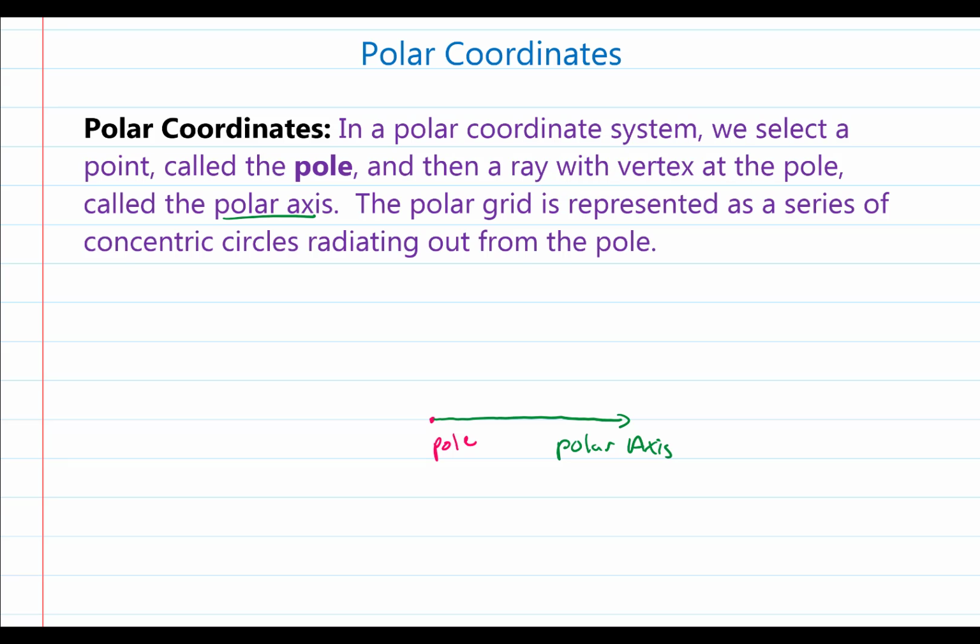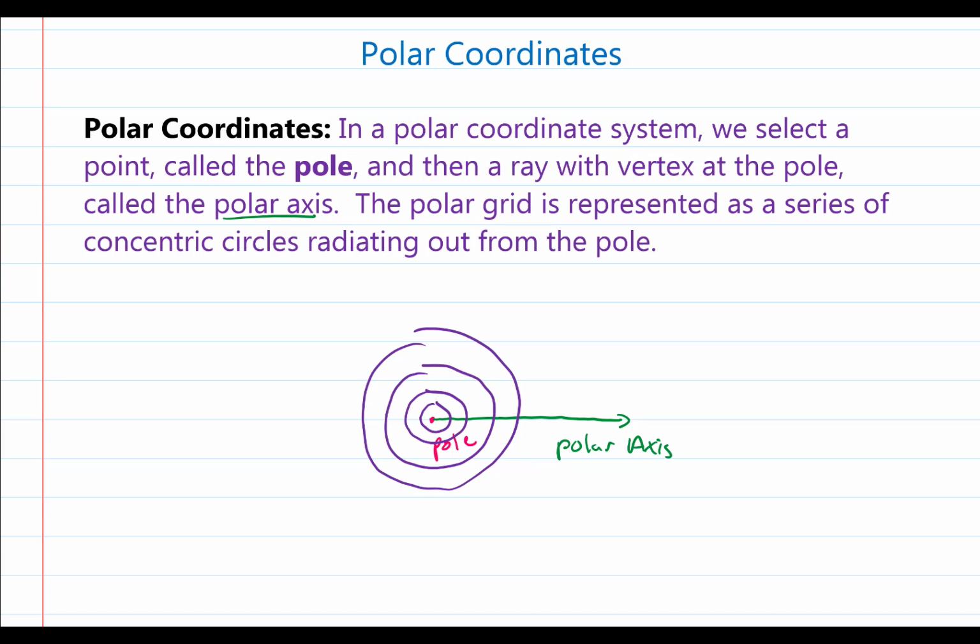The polar grid is represented by a series of concentric circles radiating out from the pole. So I'm going to do the best I can to draw this, but you would have circles where the center is the pole. And so this is an example of what it looks like. And so that is your polar coordinate plane.